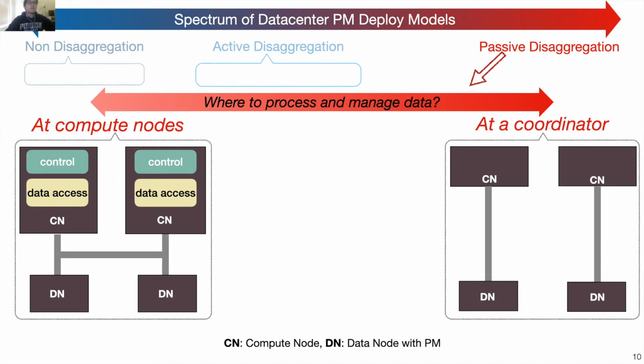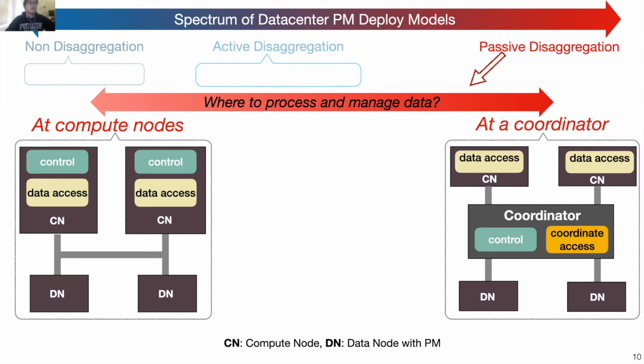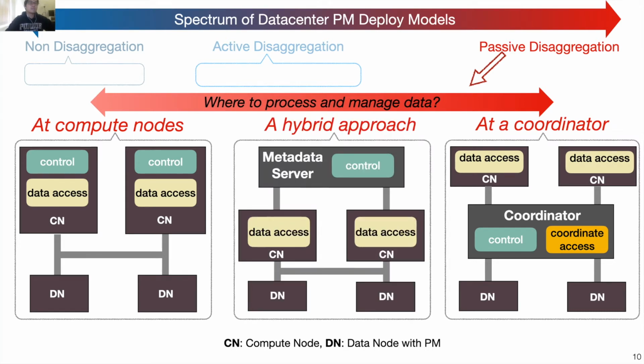A different way is to centralize data and control planes. For example, by adding a centralized coordinator between CNs and DNs. The coordinator could perform all metadata operations and coordinate data accesses from CNs. A third way is a hybrid model that combines distributed and centralized approaches. For example, the data plane can be performed at CNs in a distributed way, and the control plane could be carried out at a centralized server.